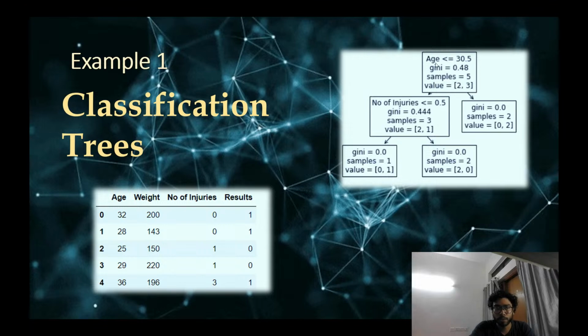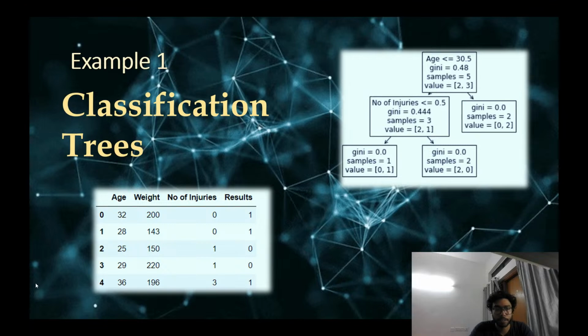Your tree's first node is age less than or equal to 30.5, then number of injuries is less than or equal to 0.5, right? If age less than 30.5 is true, then it goes into this node. It is true for these three, basically. So 3 people are going into this node. If you see, samples equals 3, right?